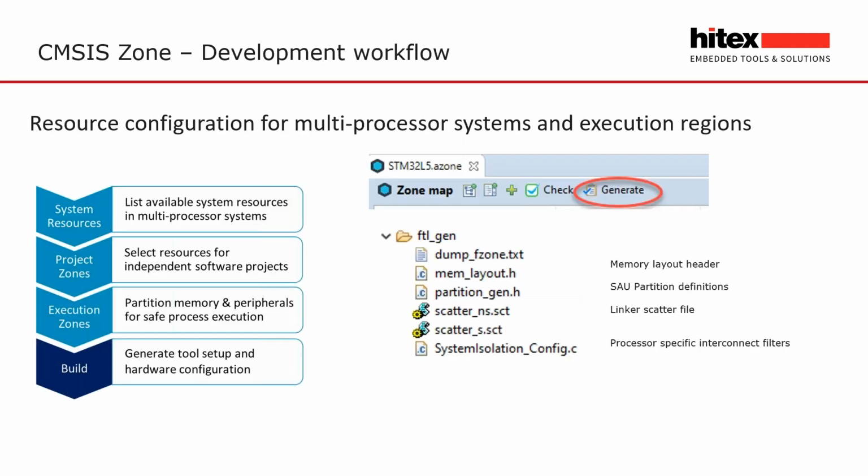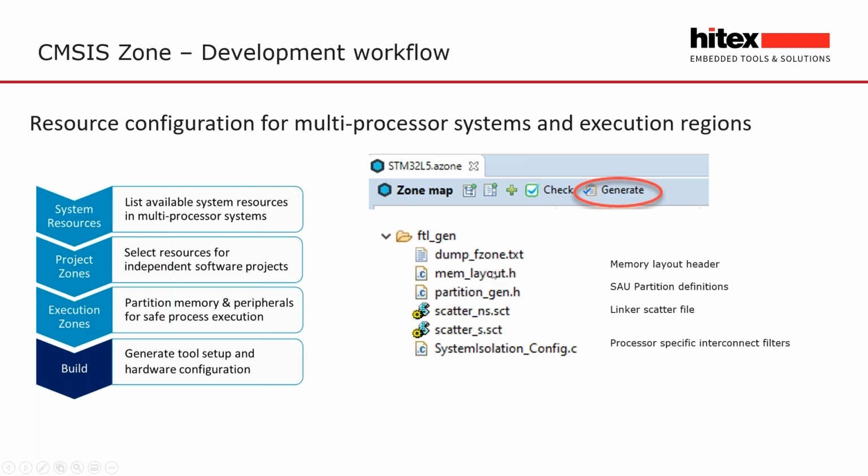Once we've set up the description of our project, we can simply press generate code, and this will automatically generate the scatter files for our secure and non-secure projects, so the linker files. It will create the partition file, so we'll be able to set up the security attribution unit, and it will also create a basic memory layout file, which we can use within both the secure and non-secure code.